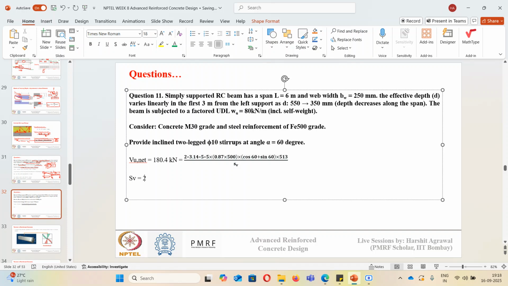Upon solving, you will find Sv comes out to be 266 mm, which is less than 300 and less than d also. For inclined stirrups, the formula becomes: instead of 0.75d, we need to use d. So d is 513 and 300 mm, those two conditions are there, and since 266 is less than both of them, we can go along with this value.